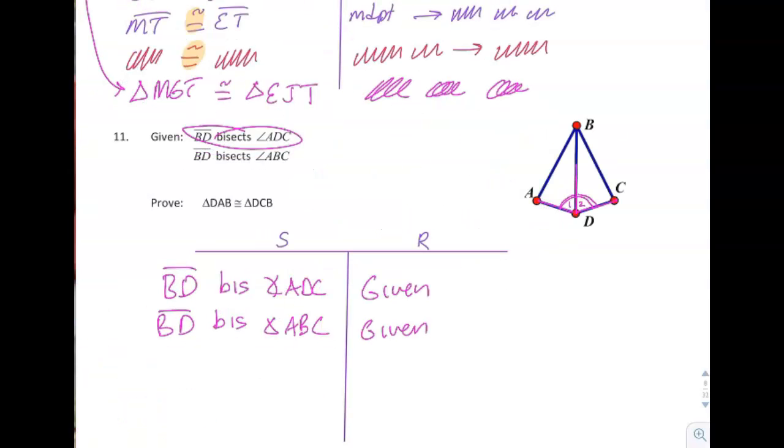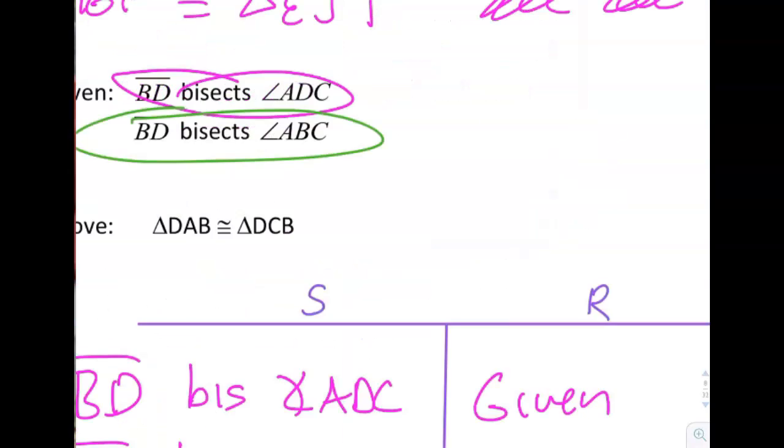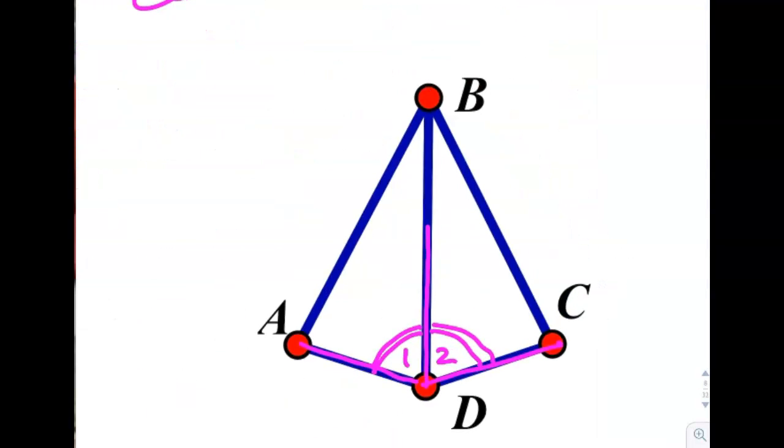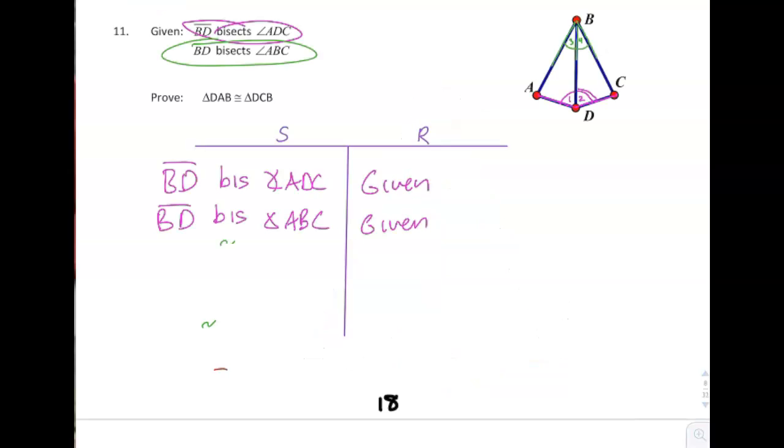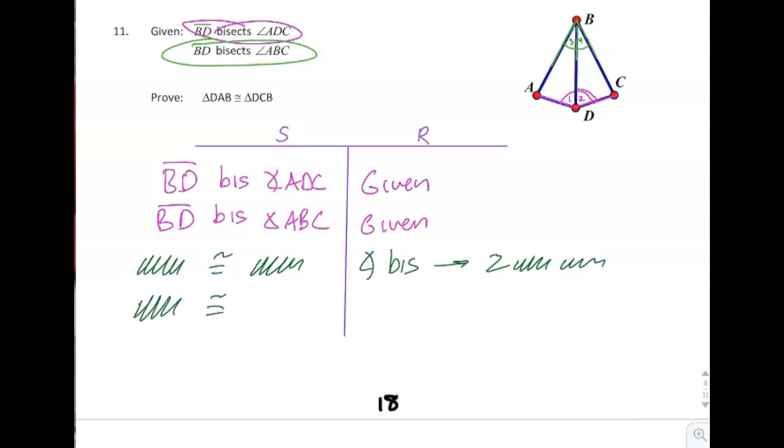But it also says that BD bisects angle ABC. So it's saying that the same BD bisects the top angle as well. So that means that these two angles are the same. And if you want to, call them 3 and 4. So then I'm going to put angle 1 is congruent to angle 2 because an angle bisector leads to two congruent angles. But also, at the top, angle 3 and angle 4 are congruent for the exact same reason. An angle bisector leads to two congruent angles.